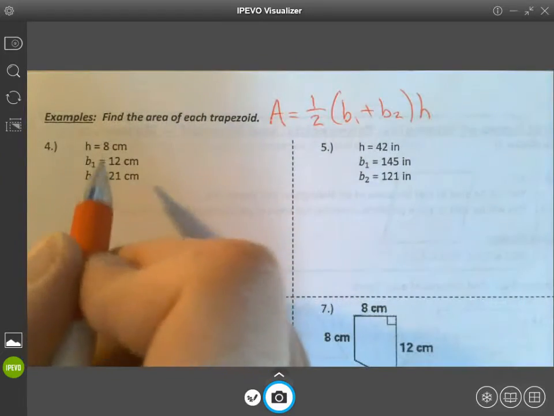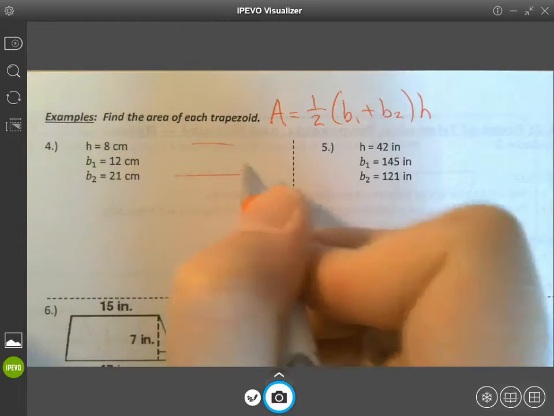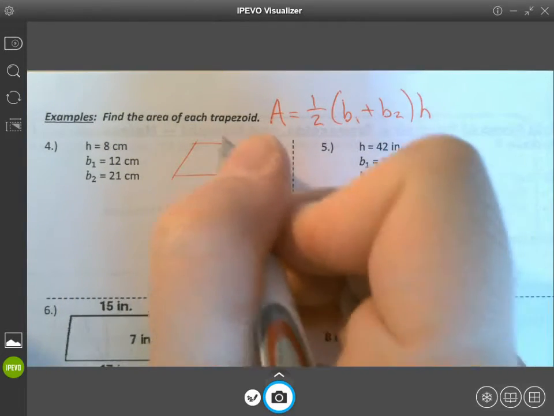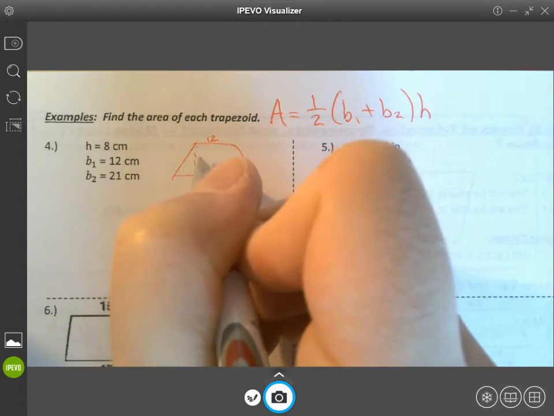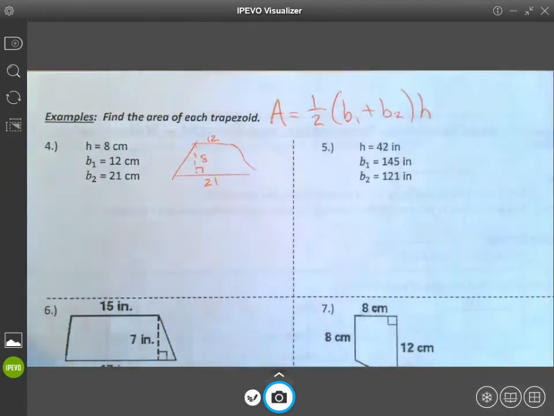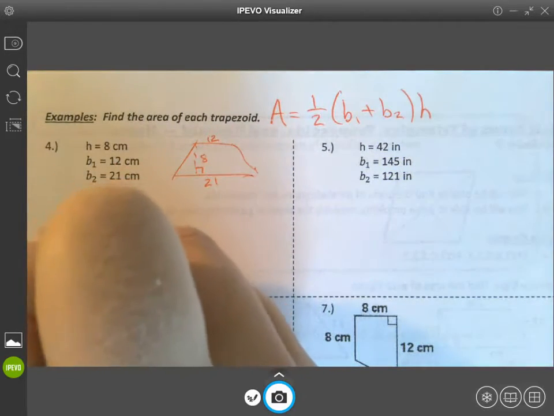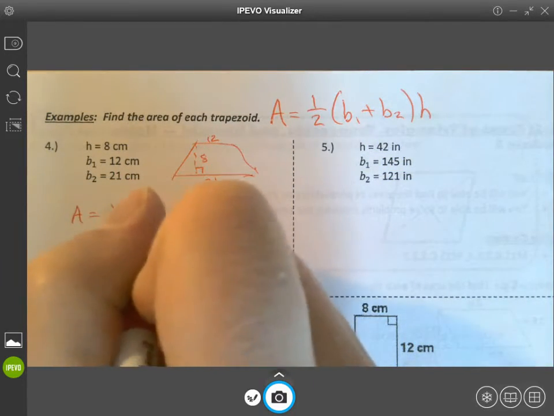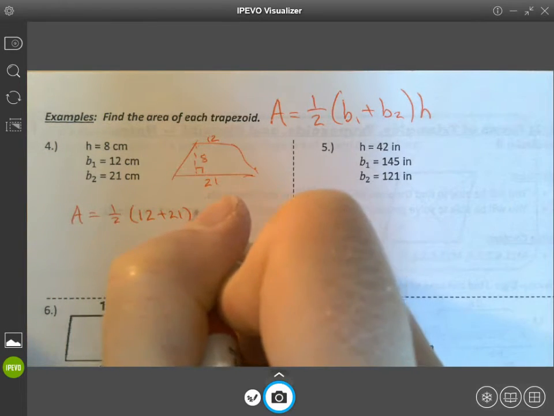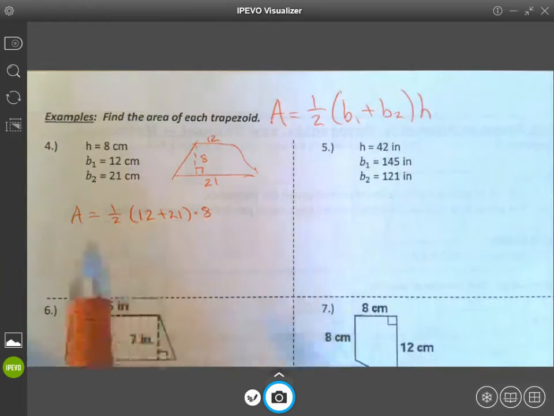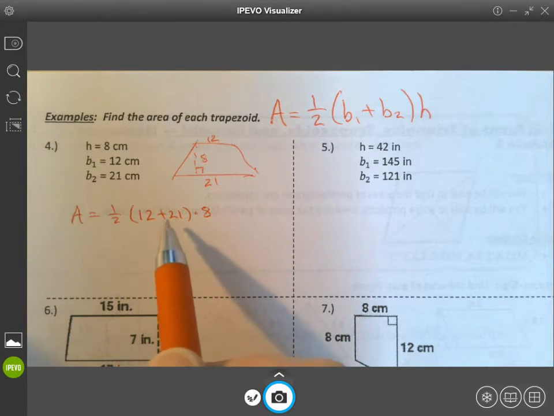Okay, so if we have the height, base 1 and base 2, you don't have to draw the trapezoid, but if you did, it might look something like this, where here's 12, here's 21, and if I drop a perpendicular, that's 8. That's what my trapezoid would look like, not drawn to scale. All right, so area is 1/2 base plus base times the height. That's it. So the 1/2 base plus base is really like the base times the height.